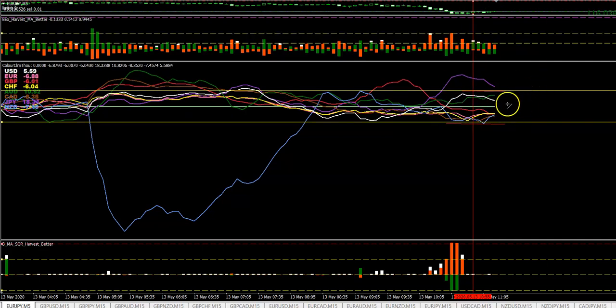So even here, I am looking for the dollar to start breaking up and the GBP to start breaking down for a GBP dollar short. Or alternatively, GBP starts going up here and then it comes and breaks this zone up here, and then the dollar continues to weaken and breaks this zone to the downside, then I will be looking for a GBP dollar buy.